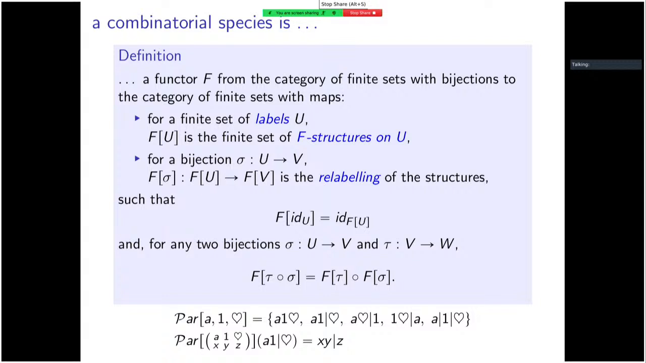And that's the reason why I use square brackets here, because it's tradition, and also it's a good idea to use very different kinds of parentheses, brackets, and curly braces for different things, so that you don't get confused. Square brackets means I expect labels, or because it's a functor, I expect a bijection.